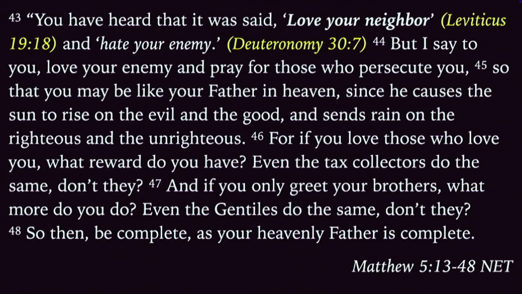For if you love those who love you, what reward do you have? Even the tax collectors do the same, don't they? And if you only greet your brothers, what more do you do? Even the Gentiles do the same, don't they? So then, be complete, as your heavenly Father is complete.